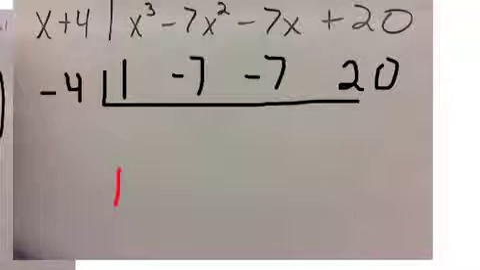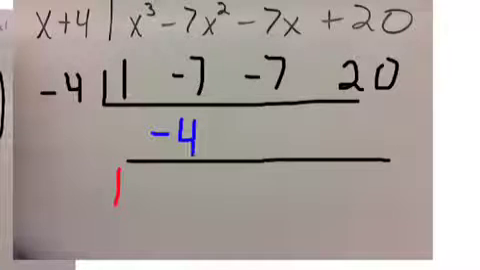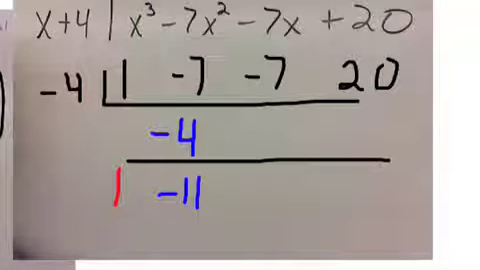You got the 1 down there. I'm going to go ahead and make another line here. What is negative 4 times 1? Negative 4 times 1 is negative 4. Negative 7 plus negative 4 is negative 11. Okay? Now we're going to take negative 4 times negative 11. That's a positive 44. So do you see the pattern that we're taking here?